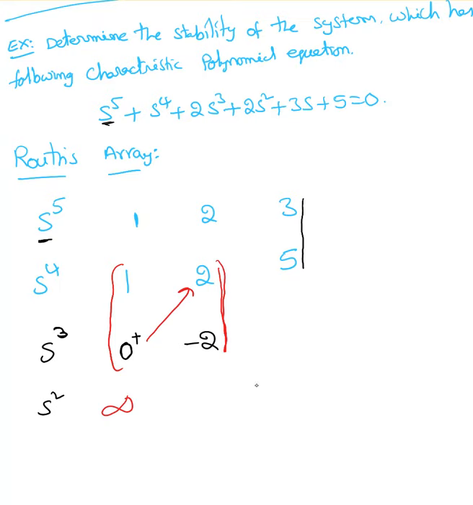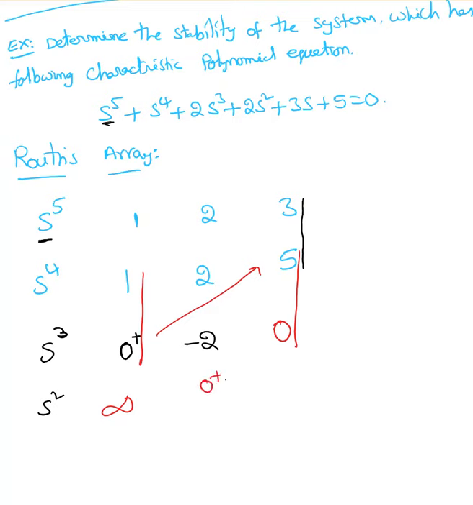Now we'll find this. Here we're going to take these two terms. I don't have anything else, so these two terms will be 0 plus times 5 minus 1 times 0, divided by 0 plus. What happens? This value is 0. The 0 plus gets cancelled out. We'll end up with only 5 there.